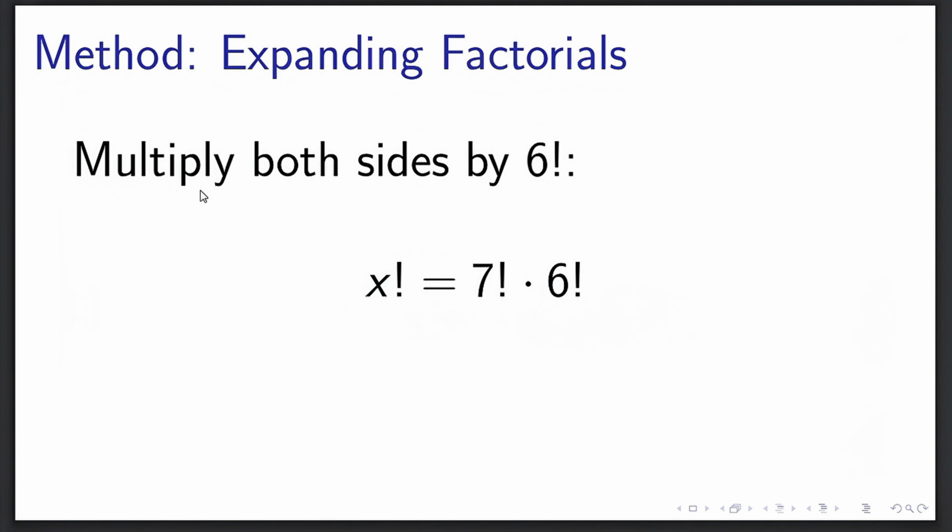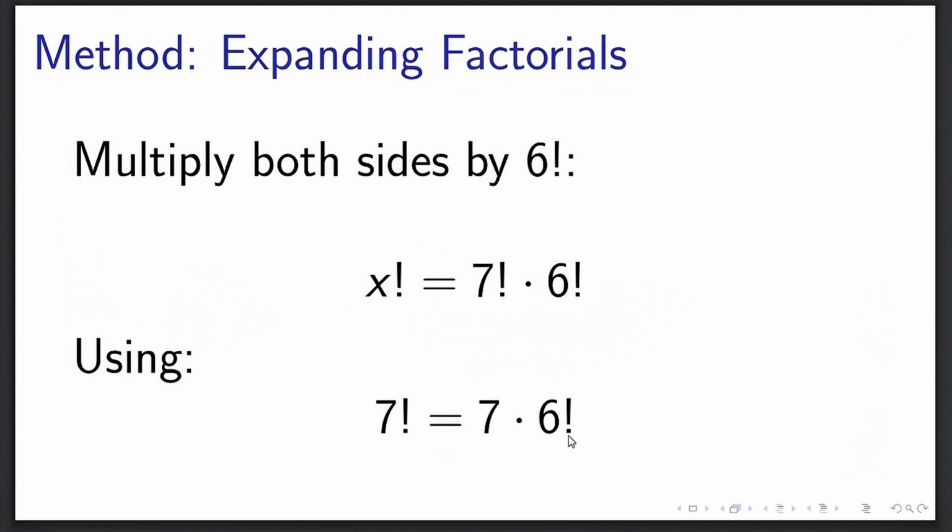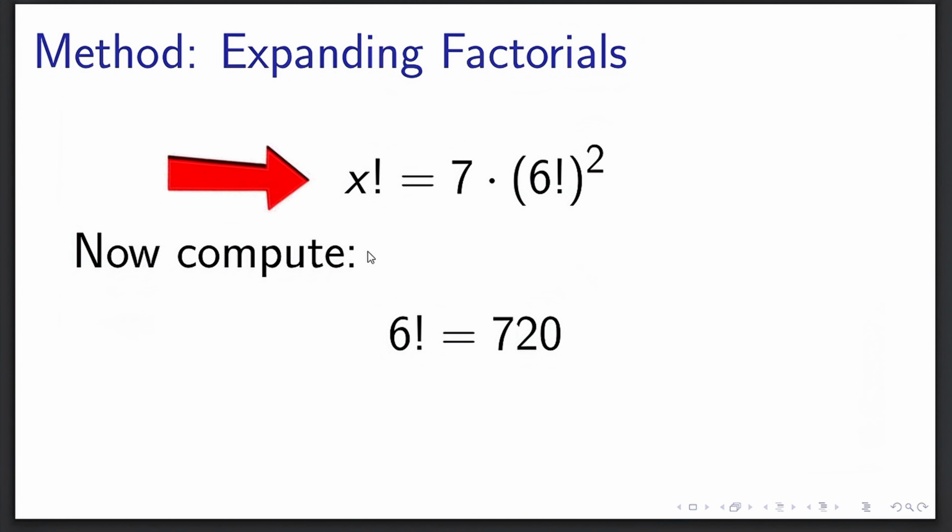First of all, I'm going to multiply both sides by 6 factorial. When I do that, I get x factorial equals 7 factorial multiplied by 6 factorial. Now we already know that 7 factorial can be written as 7 multiplied by 6 factorial. When I substitute this value, I get x factorial equals 7 multiplied by 6 factorial multiplied by 6 factorial. Simplifying further, x factorial equals 7 multiplied by 6 factorial whole square.